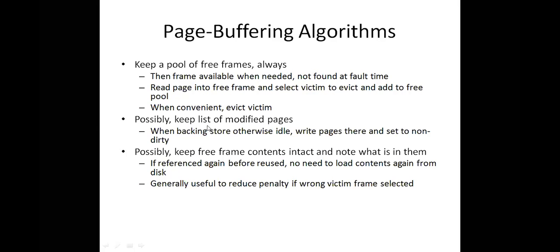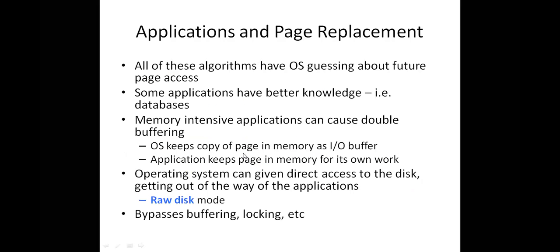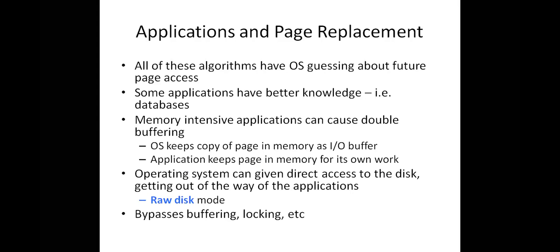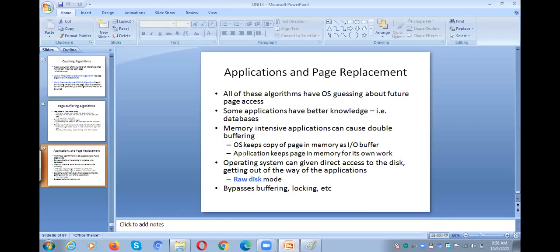Okay, so possibly keep a list of modified pages. Whenever you are moving a particular page from main memory to the secondary memory, you need to consider some things. Whether that particular page is a modified page or a referenced page before reuse. That means the page is referenced and modified. I already told you, if the page is referred and if the page is modified, then that page should not be selected as a victim page.